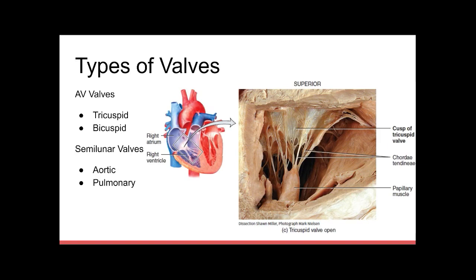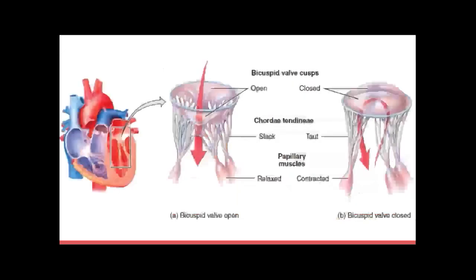I wanted to point out some structures that are really key in allowing for the opening and closing of the valve. So first off, we have the chordae tendineae. These are just little cords that attach the valve or the cusp of the valve to the papillary muscles that sit within the wall of the heart, specifically in the ventricles. These two structures are only found on AV valves, so keep that in mind.